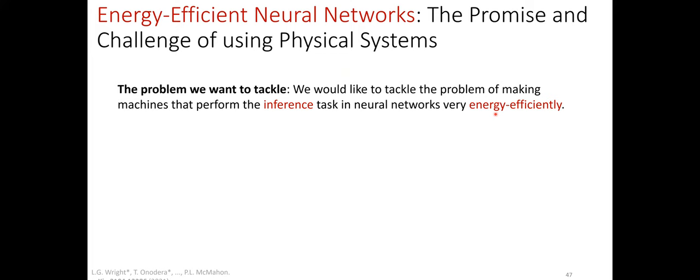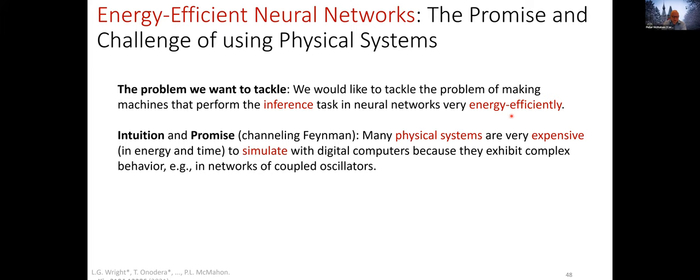And the intuition that we had in this project was really thinking about something that is Feynman-esque, in the sense that Feynman motivated the development of quantum computing by saying quantum systems are very difficult to simulate on classical computers, so why don't we turn things around and use a quantum system to itself compute? And we can make the same kind of argument for classical systems. There are many physical systems, including classical ones, that are very expensive, both in energy and in time, to simulate. And that's because they exhibit complex behavior. And we can imagine turning this around.